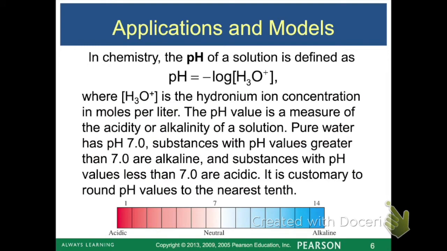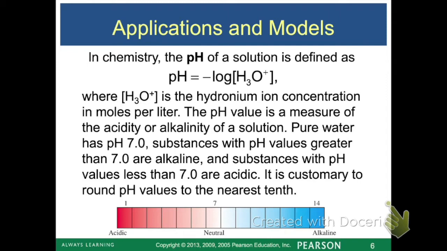We're going to look at an application in this section about the pH value of a solution. So the formula we have is pH equals negative log of H3O+. So that's hydronium ion concentration. I hope I said that right. Okay, so we can use this formula. We can plug in our hydronium ion concentration into this formula, and it's going to give us our pH level.